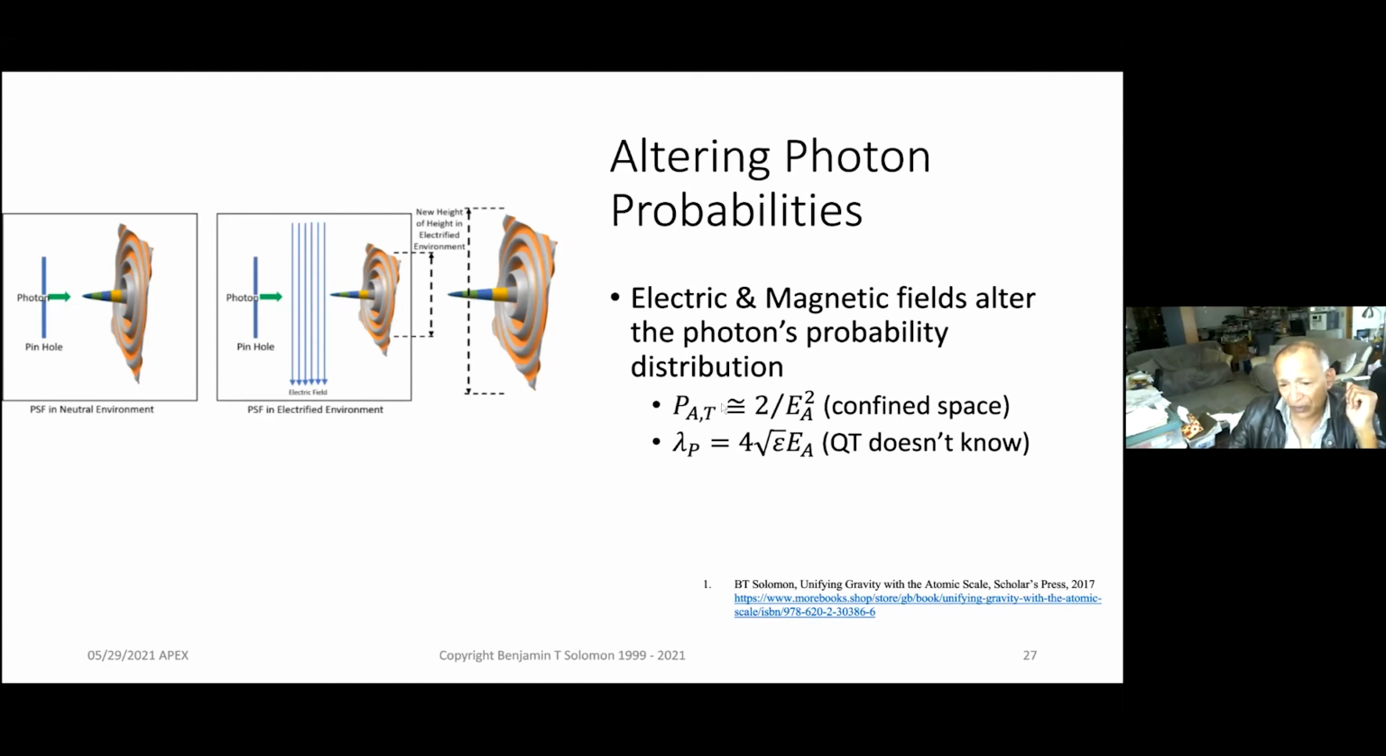And the total probability of a photon traveling in confined space is approximately 2 over the square of the maximum amplitude. And the lambda, the wavelength, is 4 times the square root of epsilon times the maximum amplitude. This relationship between the maximum electric field amplitude and the wavelength of the photon is not known in quantum theory.